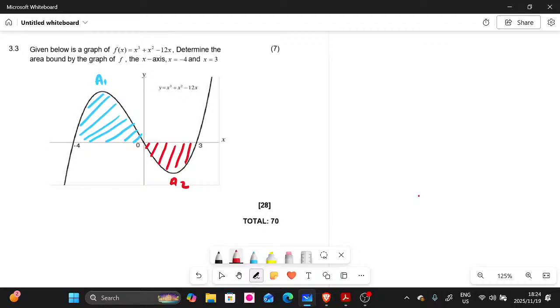Now, they said they are bounded by the x-axis. This is very important. When they say they are bounded by the x-axis, it means that the x-axis is the closing part of this area. As you can see, if you look at this x-axis here, it's closing the blue area, which is area one. It's also closing the red area, which is area two. So it's actually enclosing both these areas. Okay, but now we have two limits. One of the limits is -4, and the other one is +3.